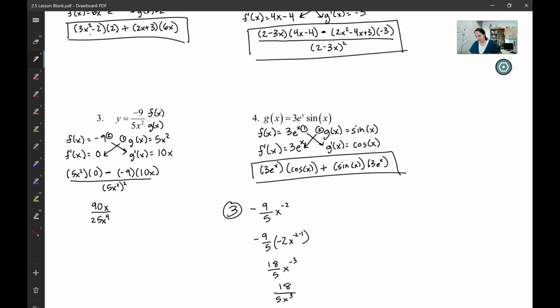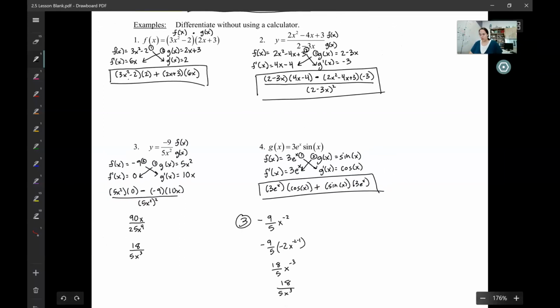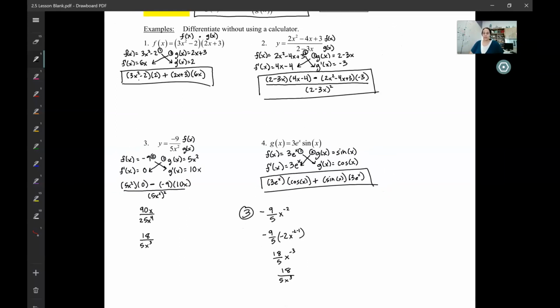Now if I simplify that 90 over 25 down, it gives me 18 over 5x cubed. And voila, you get the same answer. So now you know the quotient rule. You can go ahead and get started on your homework.